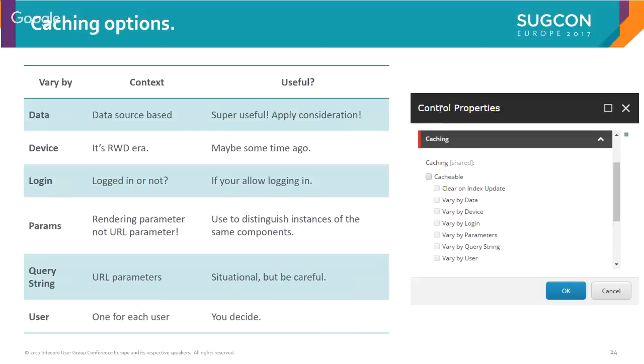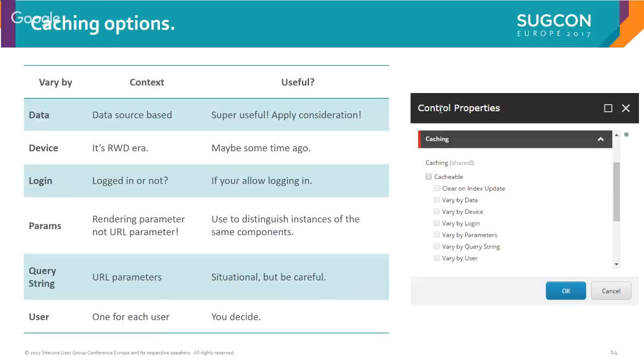Device, not going there. Login, that's 2 copies, right? If you're doing it on a JavaScript side, then you can cache your greeting component. But if you're doing it on a server side and you're saying hello, Adam, then you need to vary by user. Params is quite useful.